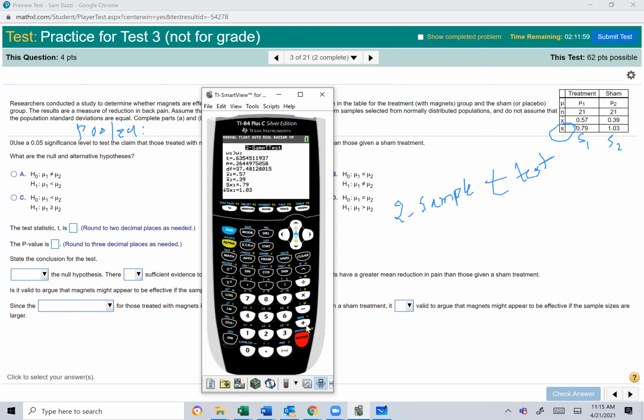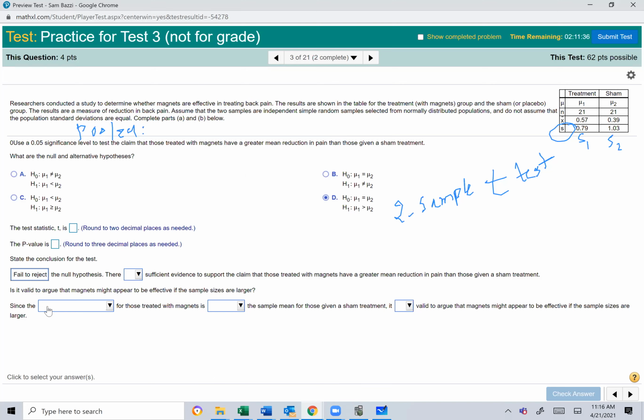So T is 0.63. Two decimal places, so it will be 0.64. You put it here, right here where the mouse is pointing to. And then the p-value, guys, will be 0.26. How many decimals? 3 decimal places, 0.264. And then the conclusion will be, fail to reject the null hypothesis. There is not enough evidence to support the claim that those treated with magnets had a greater mean reduction in pain than those given placebo treatment.